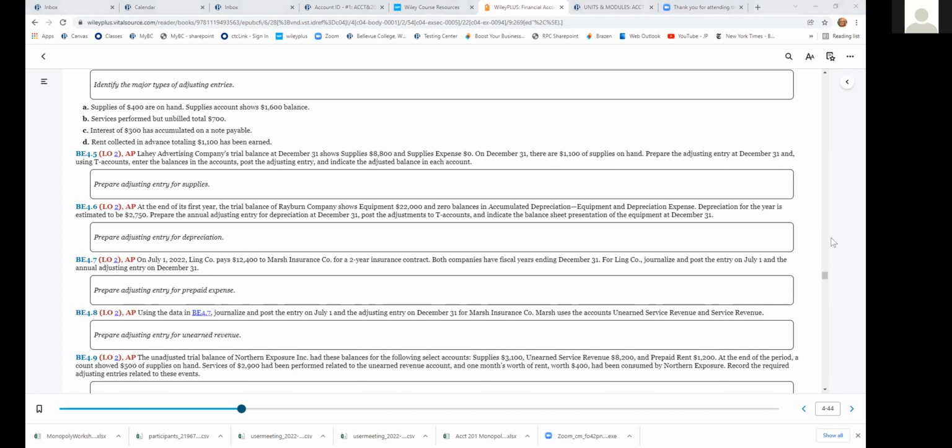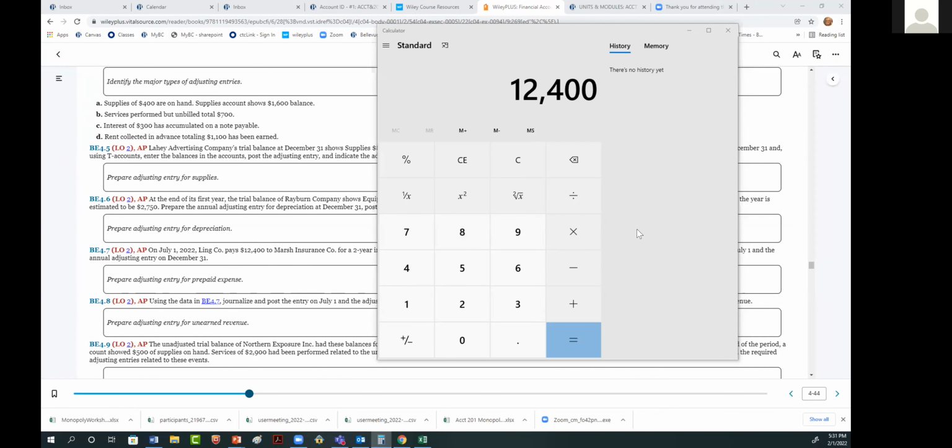Can you see the calculator here? I have a calculator. Can you see mine on the screen? No, I can't. All right, let's do this. I want my calculator. Now, can you see it? Yes, I can.